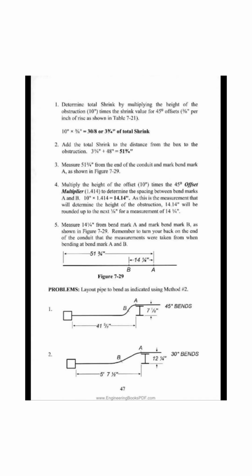Remember to turn your back on the end of the conduit that the measurements were taken from when bending at bend marks A and B. Problems: lay out pipe to bend as indicated using method number 2.